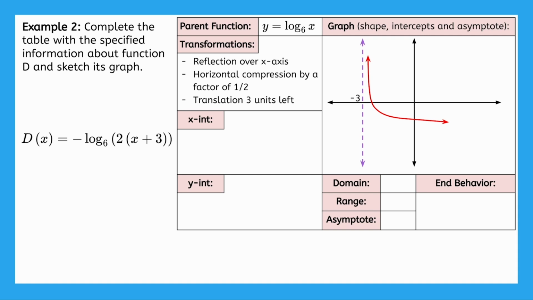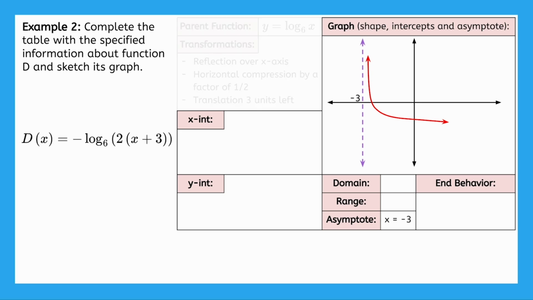Notice how the only transformations that move asymptotes are translations. The horizontal asymptotes are shifted only by vertical translations, while the vertical asymptotes are shifted only by horizontal translations. Therefore, our vertical asymptote is x equals -3. As we can see from our sketch, the domain of our function extends from -3, non-inclusive, to positive infinity. Since all logarithmic graphs extend infinitely up and down, the range is from -infinity to positive infinity.